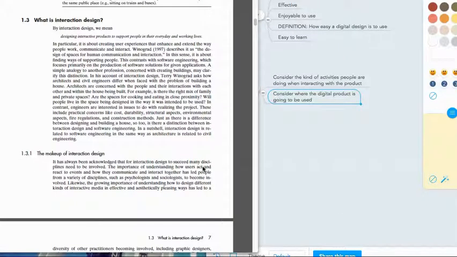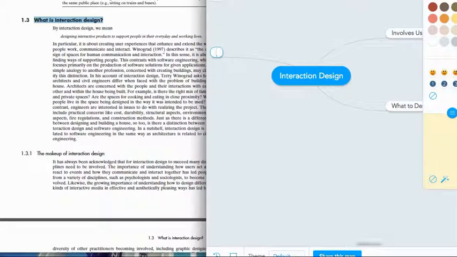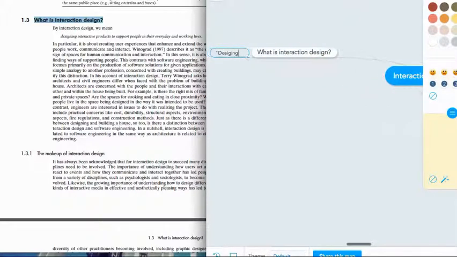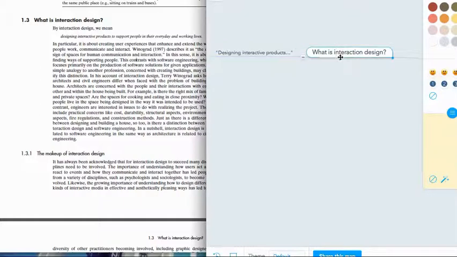Now, another strategy as you're reading is to use the headers for the readings to help you come up with the concepts. So here, what is interaction design? I can put a bubble that says what is interaction design, and then they have a definition, so I can put the definition, and I would fill that in completely. In particular, it's about creating user experiences that enhance and extend the way people work. So enhance and extend how people work.